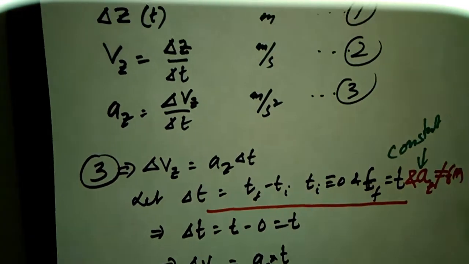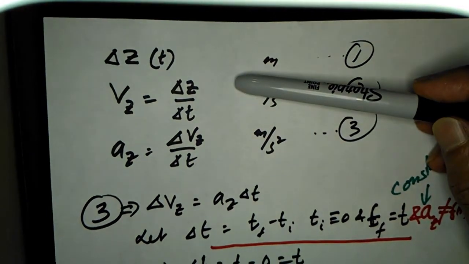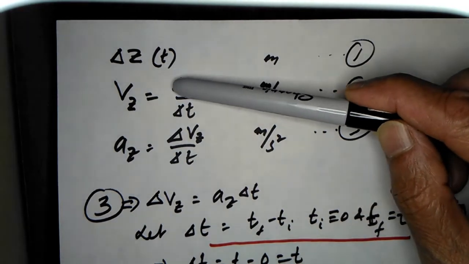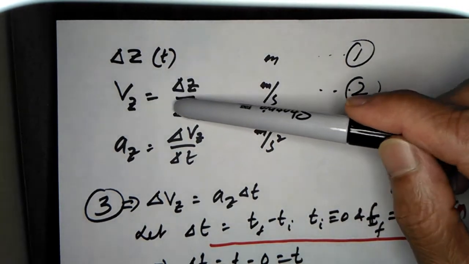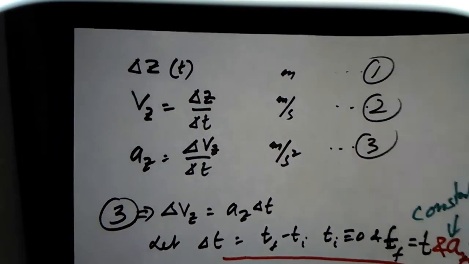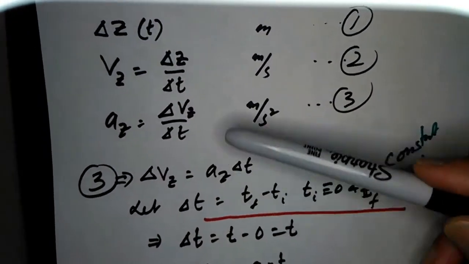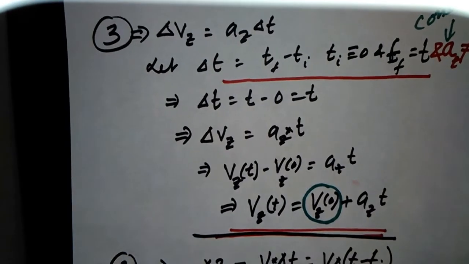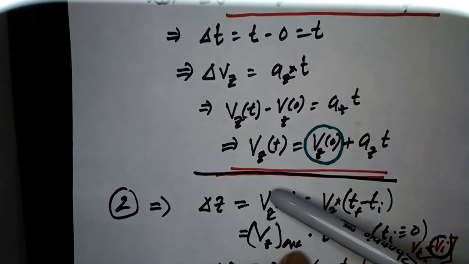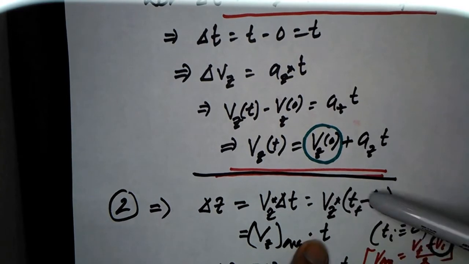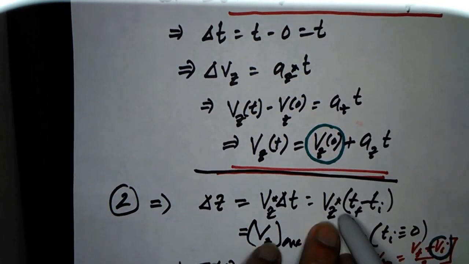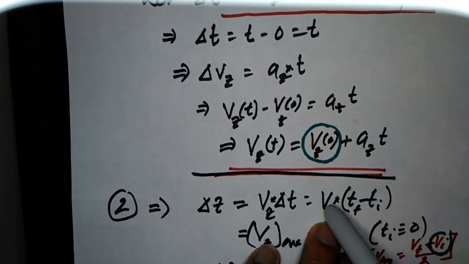So I want to now go back to equation number 2 to figure out an expression for Z or delta Z in terms of other quantities and time. So I'm using a similar strategy. Solve for delta Z: delta Z is Vz times delta T, but delta T is Tf minus Ti. Then right away the question would be, so okay, what Vz goes there? At final time, initial time, what?